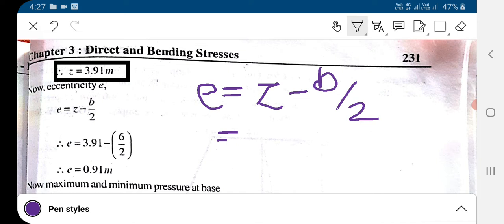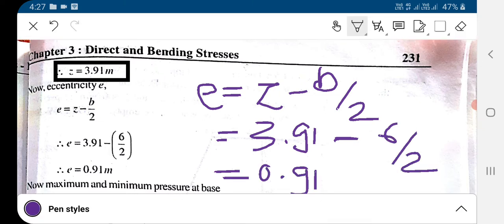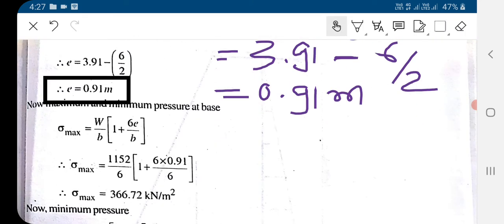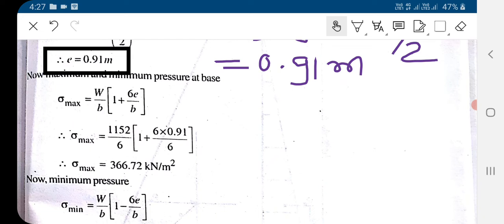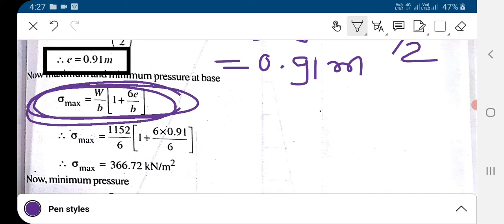The Z is coming as 3.91 meter, and B, that is total base width, that is given as 6 meter, divided by 2. So it becomes 0.91 meter. Here it is coming as 0.91 meter.